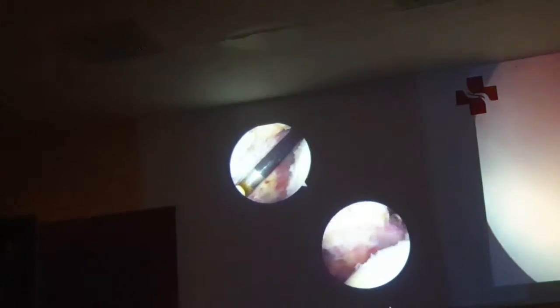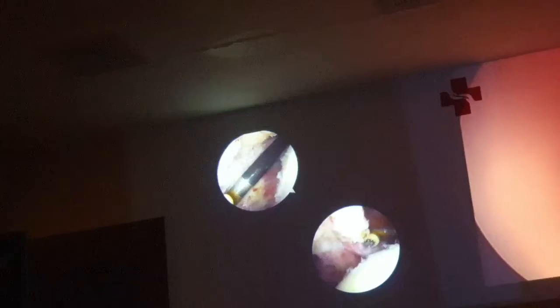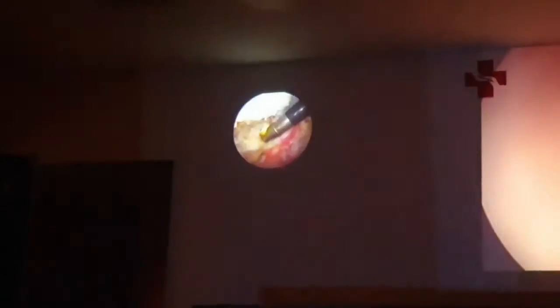And see, the biceps tendon which was dislocated has got adhered to the remnant of the cuff. So don't try to remove it. Utilize that as your remnant to repair the cuff. That's the comma sign, important.